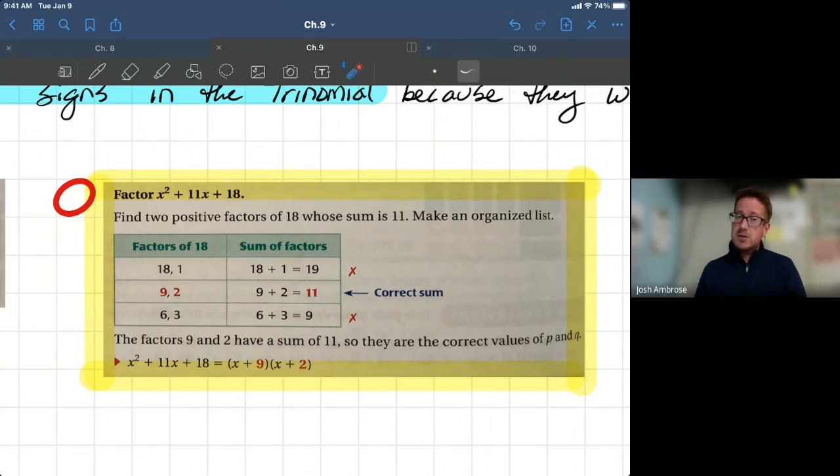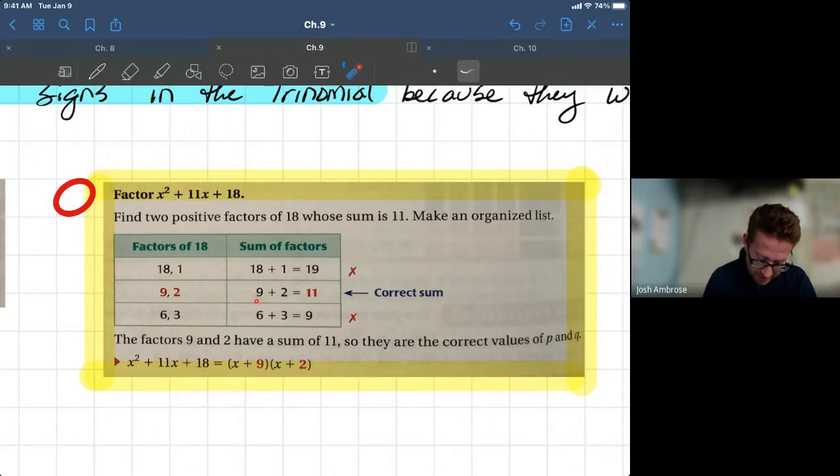Then start with the factors that are closest. And if you did that, like I asked you before, you would actually start with 6 and 3. Okay, but let's remember, plus sign means I'm going to add those two numbers together. What is 6 plus 3? It's 9. Notice that's not correct. We want it to be 11.